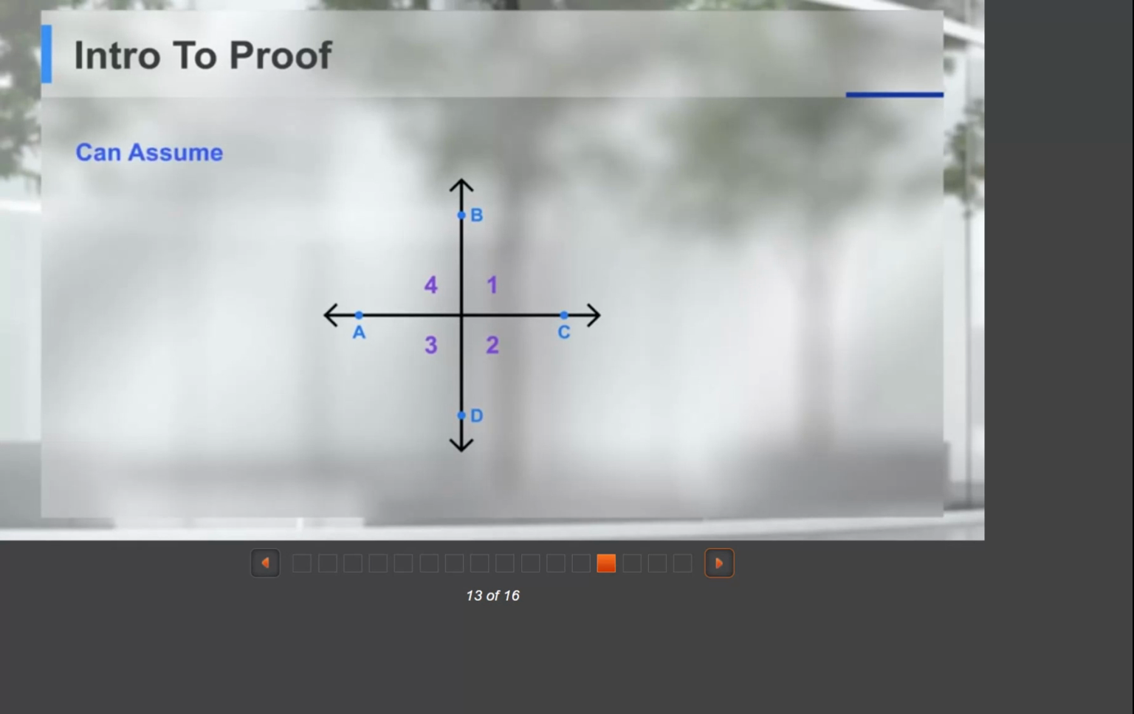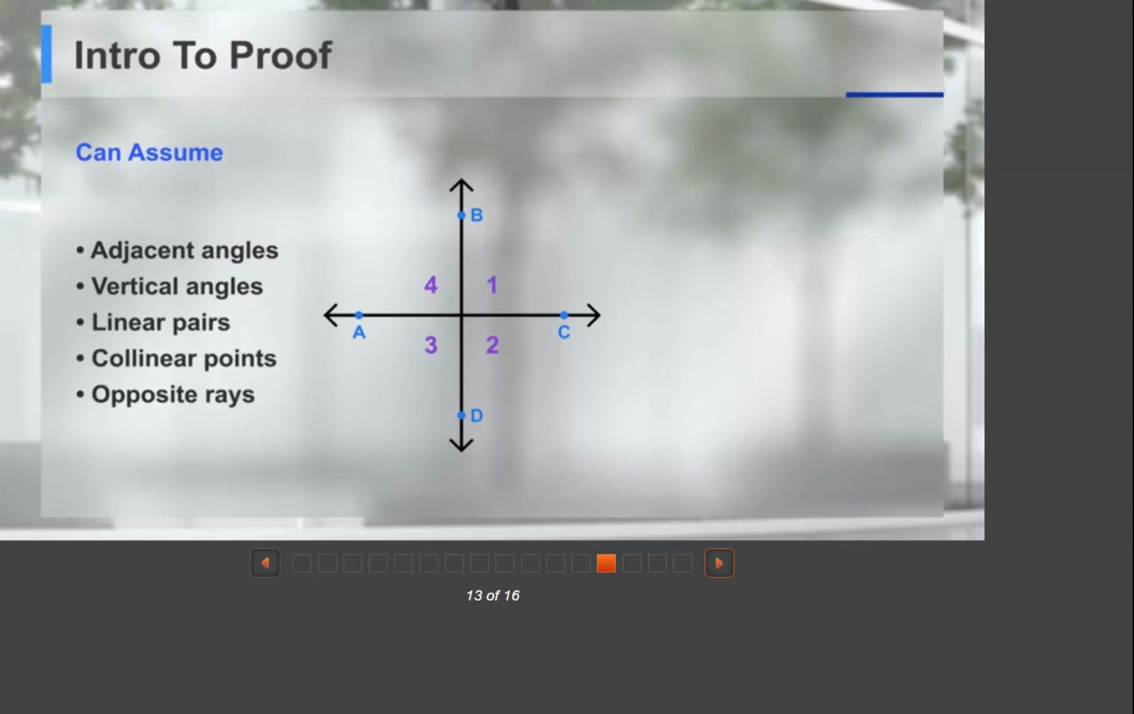So what can we assume? Well, with this diagram, we can assume the points are on the lines they look like they're on. Point A is on line AC, point B is on line BD, and so on. We can also make assumptions about adjacent angles, angles 1 and 4, and vertical angles, 4 and 2. How they look on the diagram is what they are. Linear pairs, collinear points, and opposite rays are also assumptions we can make based off a diagram.